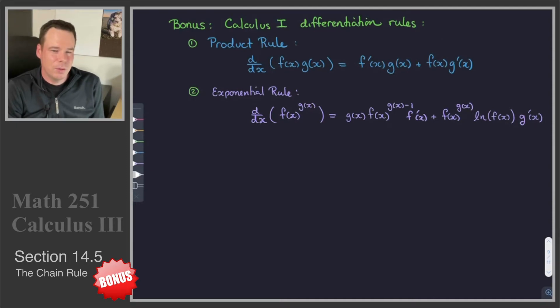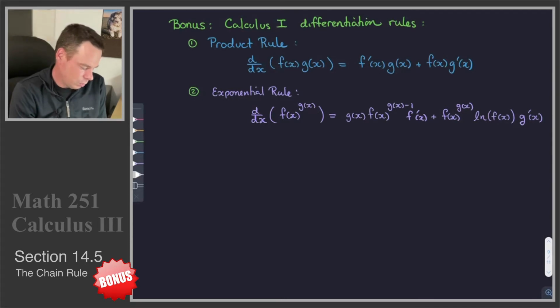So the better insight you have here onto the product rule and the exponential rule as to why they should even be true. Why should they be true based on higher level results? So let's have a look at these two rules.